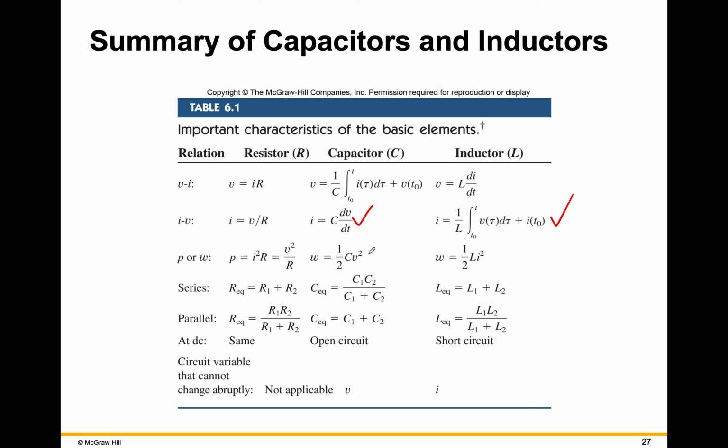You need to know how to determine the stored energy, how to do a series-parallel combination, and that at DC the capacitor looks like an open circuit and the inductor looks like a short circuit. And in a capacitor, you can't change the voltage instantaneously. In an inductor, you can't change the current instantaneously. If you forget that, you can go back and look at the formulas and look at what you're taking the derivative of and let the mathematics guide you for these last two properties. But very important table. Highly recommend that you print this out and keep it in front of you when doing homework problems.